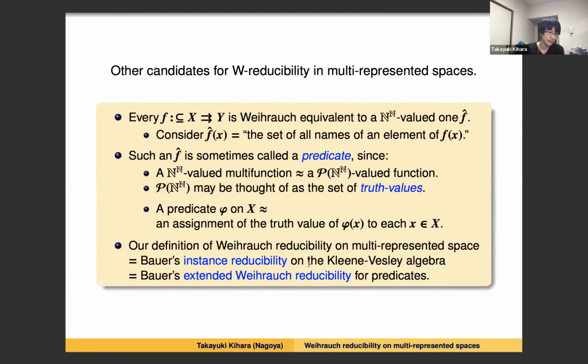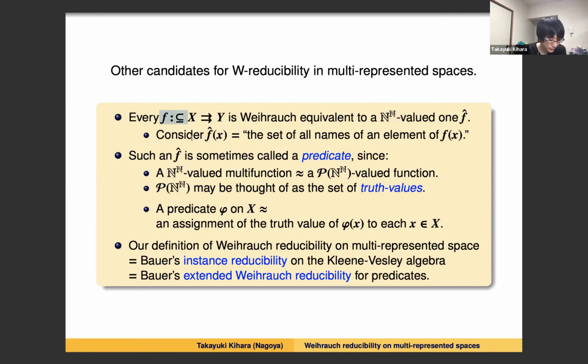The definition given in the previous slides is only one definition and actually corresponds to the definition given by Andrej Bauer. Bauer dealt with a type of function called a predicate on a multi-represented space. A predicate is a multi-valued function such that the codomain is Baire space. So in fact, it's no problem to restrict Weihrauch reducibility on multi-represented spaces to functions whose codomain is Baire space.